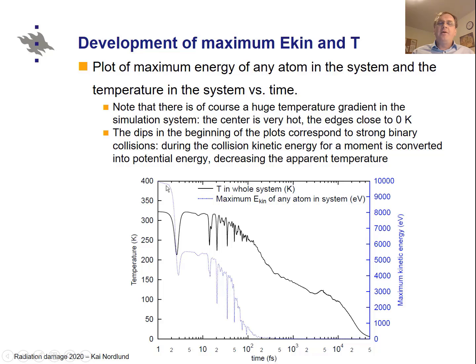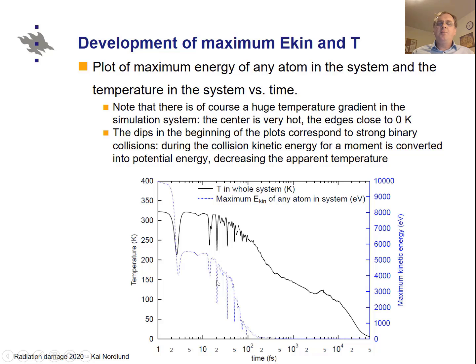Now you are probably wondering about these strong dips in the temperature. And that can be understood if you look at the blue curve. This is the maximum kinetic energy of any atom in the system. So initially this was of course the 10 keV of the recoil. And here you see that you start at 10 keV, it slows down a bit, but after already 2 femtoseconds there is a huge dip in the maximum kinetic energy. Then it's stable for a while, a small dip, a big dip, and several dips here.